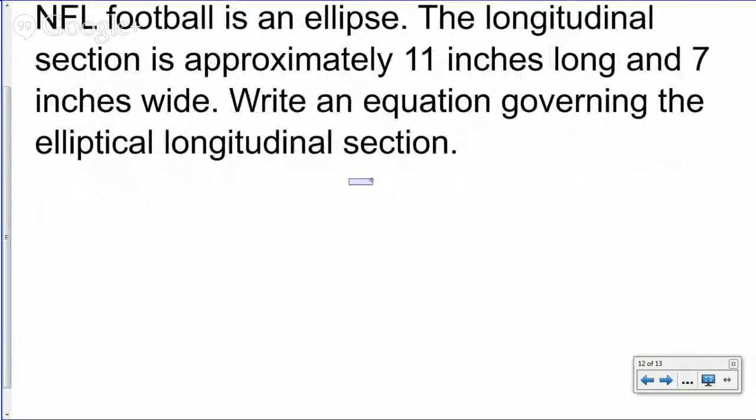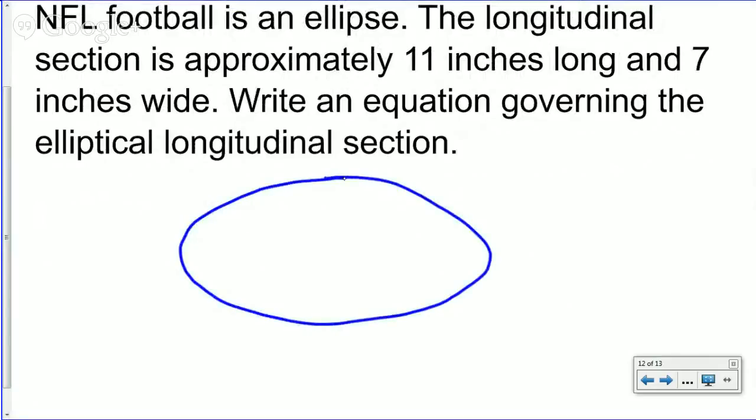So I've got this Wilson football here. The long side is 11. From here to here is 11. And from here to here is 7. So that is even on both sides. So that's 3.5, 3.5. This is 11, so 5.5, 5.5.